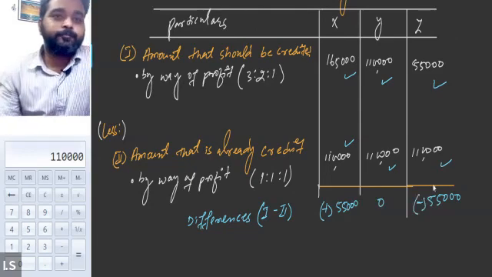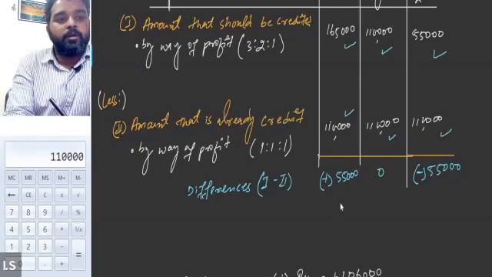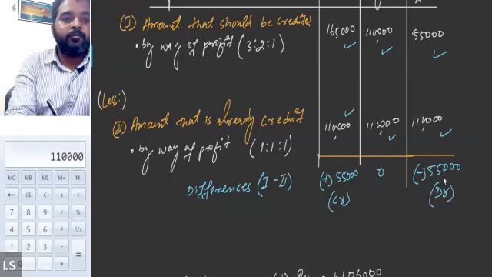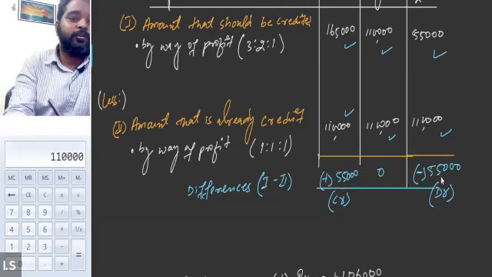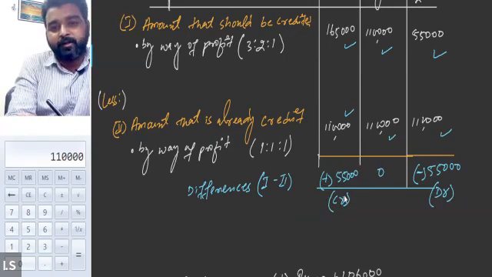Now listen to me carefully. Positive balance basically means we need to give X 55,000 more. That means X's capital account will be credited, and we will have to ask Z to pay back 55,000. That means Z's capital account will be debited. So whenever you receive a negative balance in the row of the differences, it indicates that we will have to debit that partner's capital account, and a positive balance indicates that we will have to credit that partner's capital account.